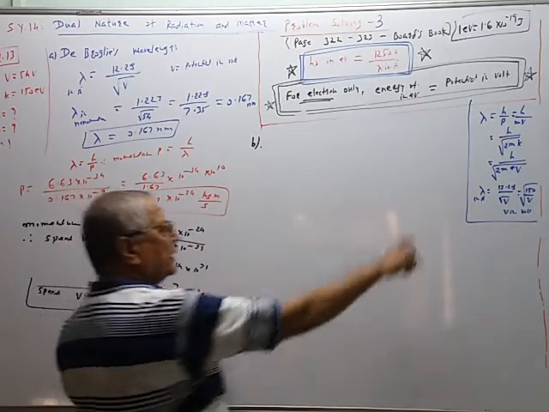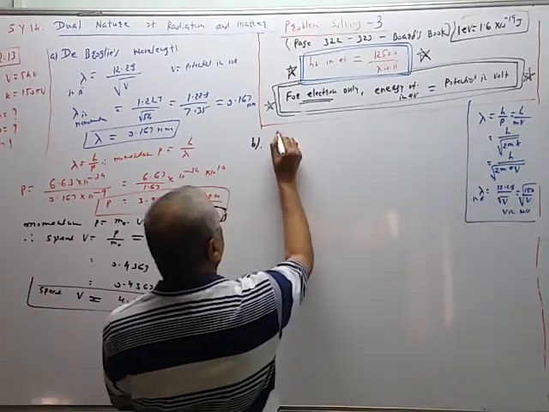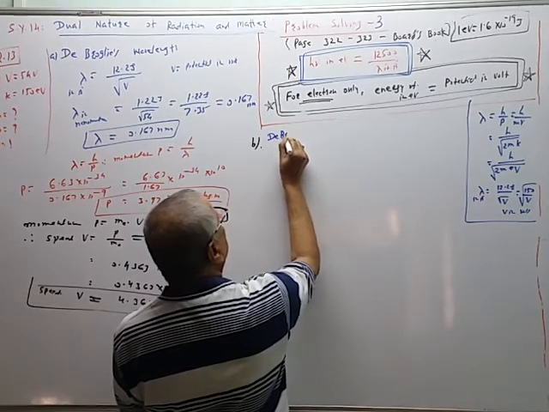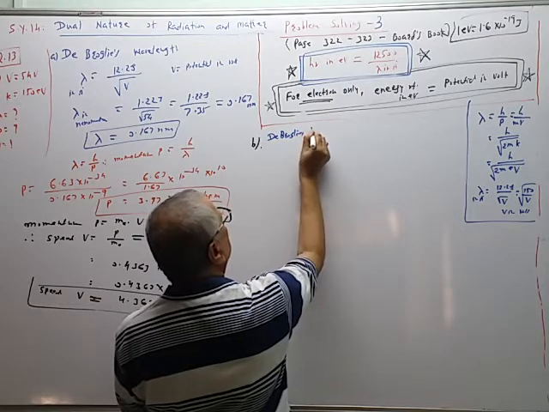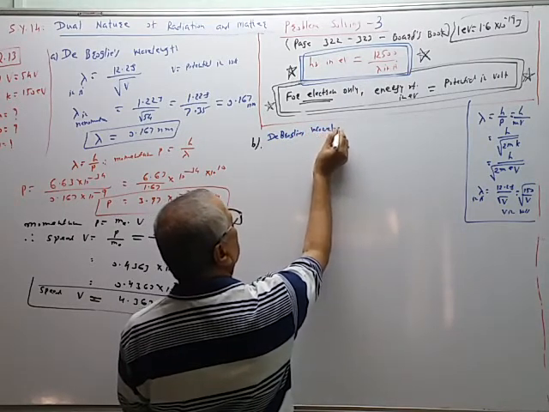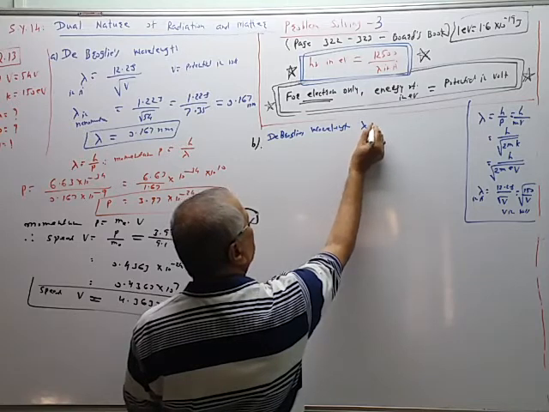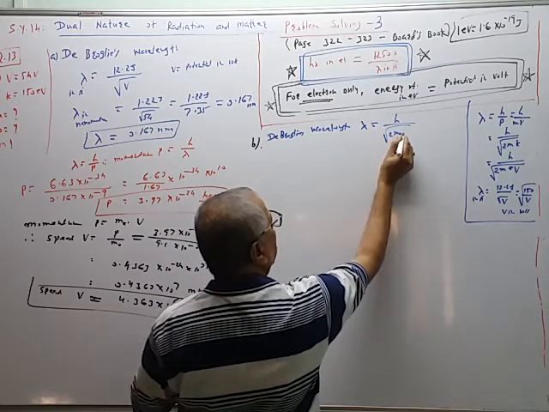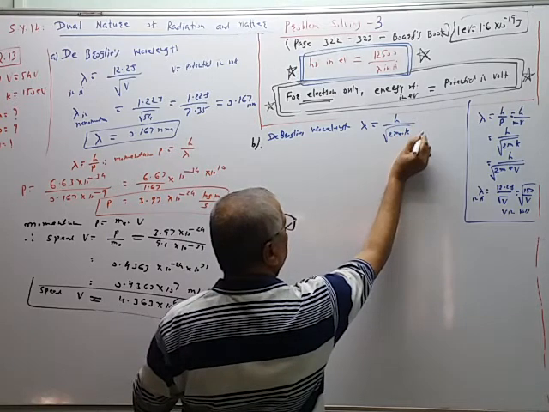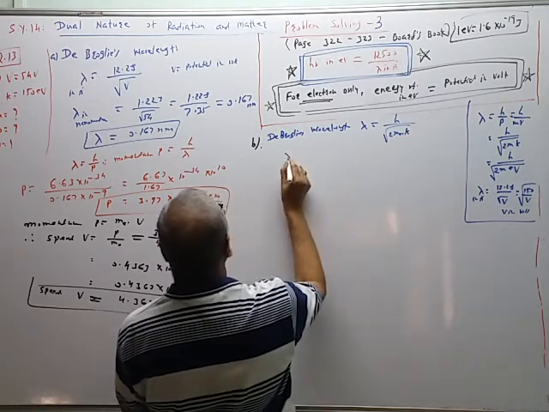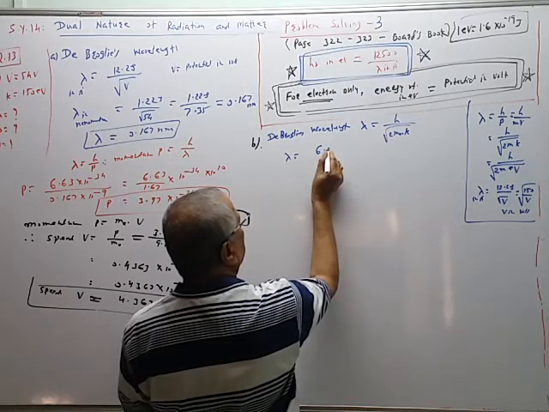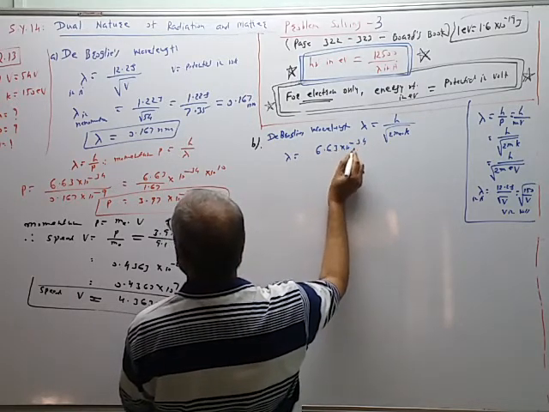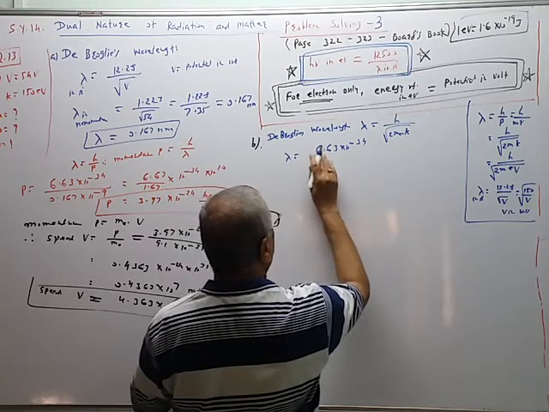Now kinetic energy is given, so we will use this formula. De Broglie's wavelength lambda is equal to h upon under root 2 times mass of the electron, photoelectron, into kinetic energy. So we have to find lambda. So lambda is equal to 6.63 into 10 raised to minus 34.